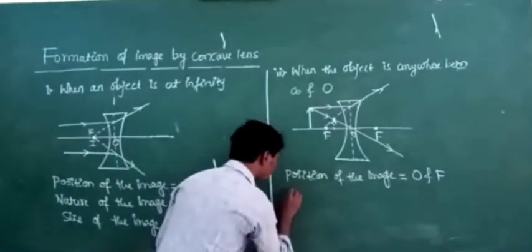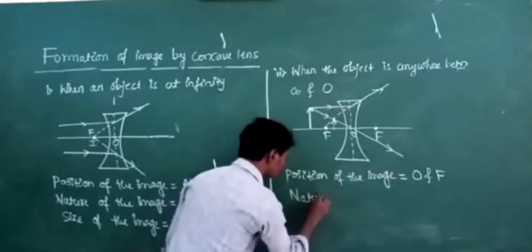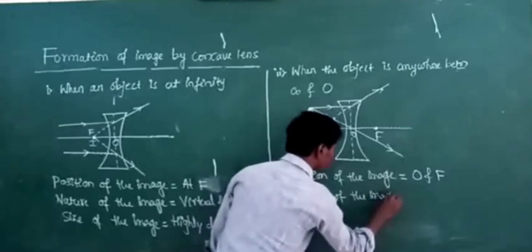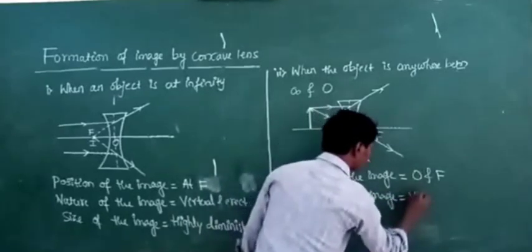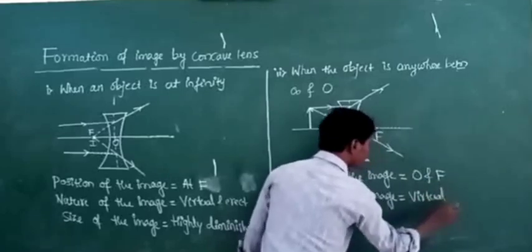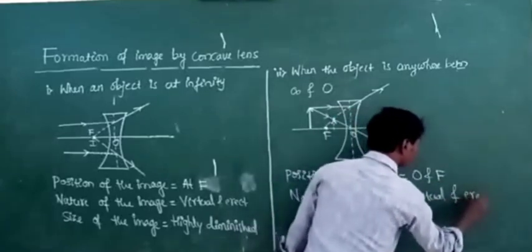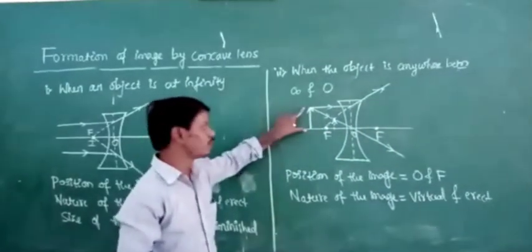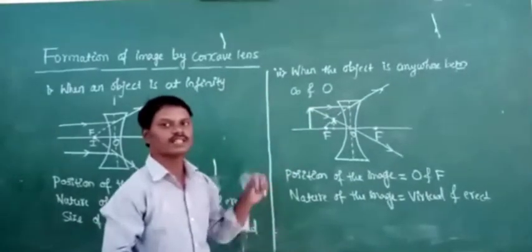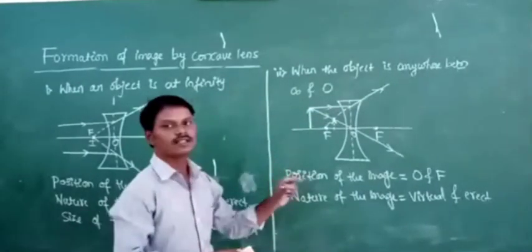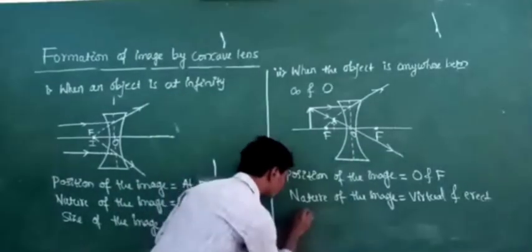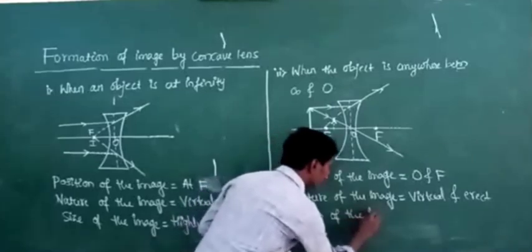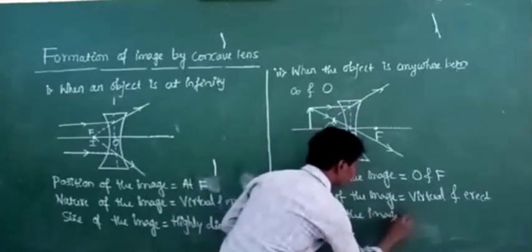Next, what is the nature of the image? The nature of the image is virtual and erect. And what about the size here? Compared to the size of the object, meaning compared to the height of the object, the height of the image is small, not very small, it is small. That is why it is simply called diminished. What is the size of the image here? The size of the image is diminished.